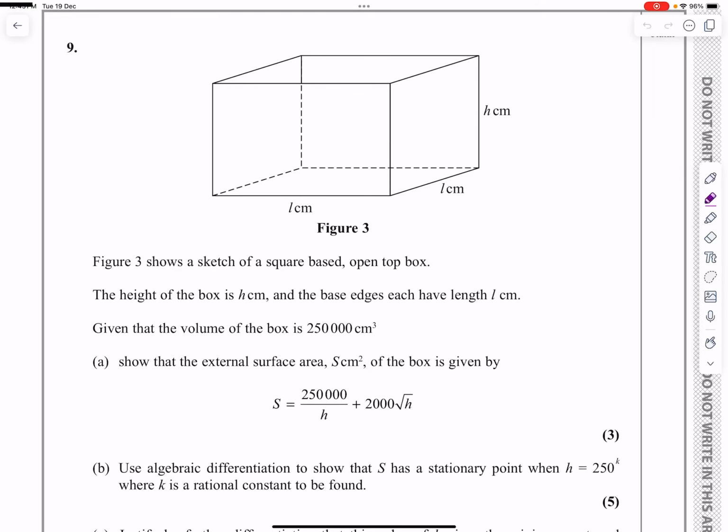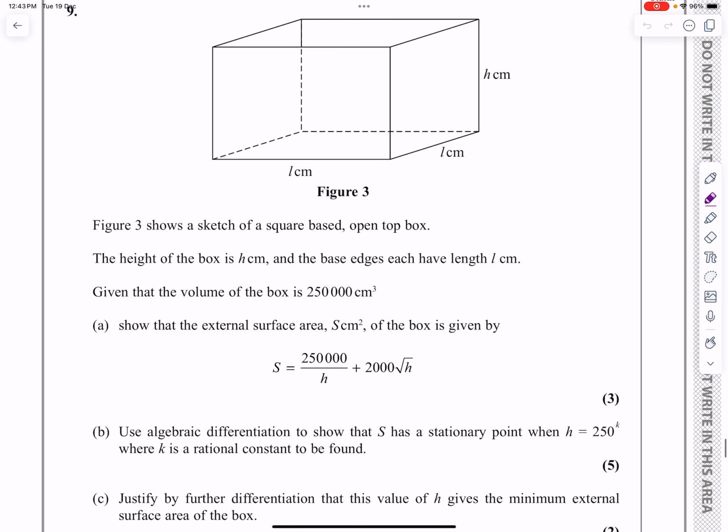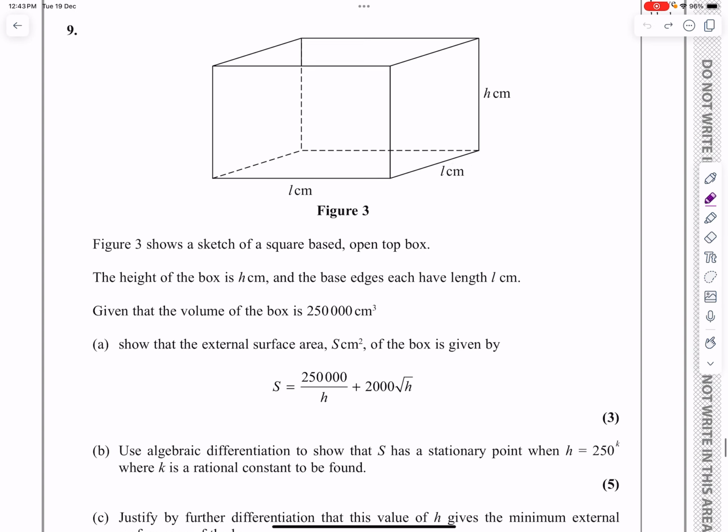Okay, this is the P2 paper from June 2021. This is question number 9, which, as we can see, is a differentiation question. We're going to do some differentiating to find stationary points and have a look at some minimums here. It's also modelling with differentiation for this top bit here. So let's have a look at the question and see exactly what we've got.